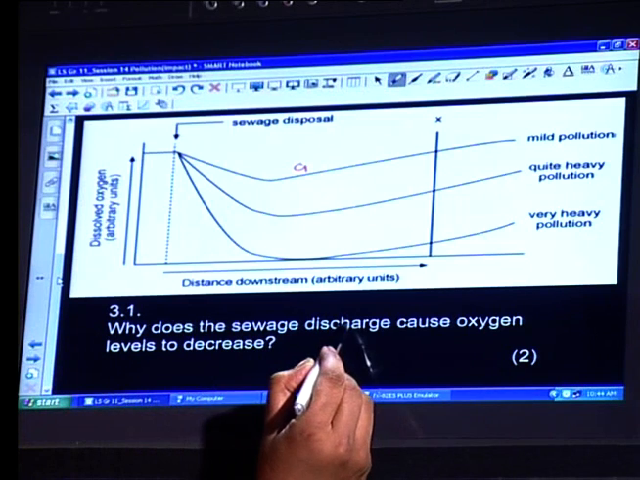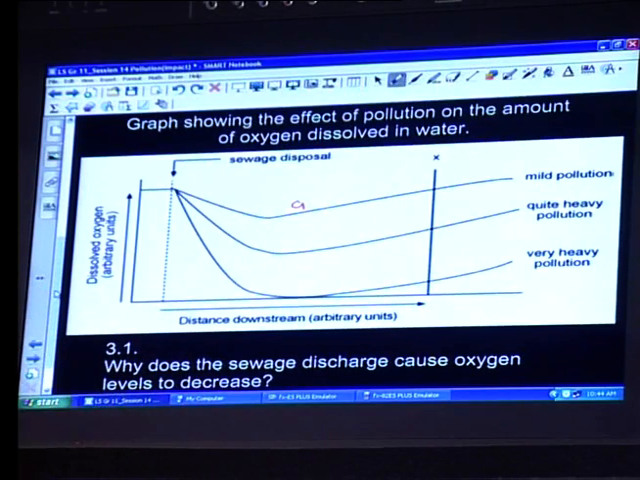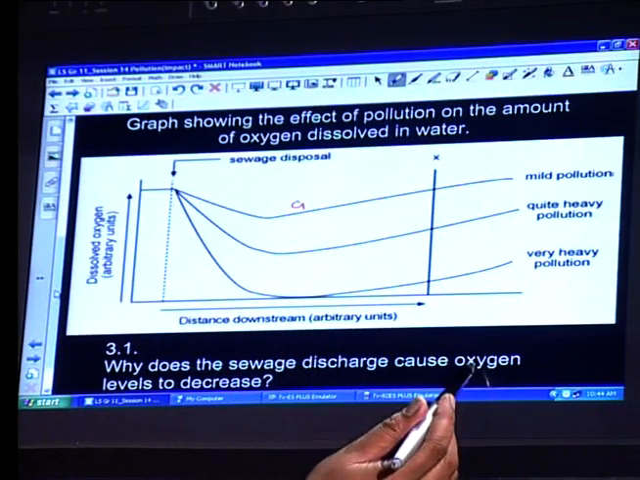Why does the sewage discharge cause oxygen levels to decrease? Now we need to know, what does sewage have to do with oxygen? Remember, sewage is actually nutrients that are released from the digestive system of animals that get into the dams or onto the soil. So it is feces that contains nutrients. It's all dead matter, plant and animal matter that we eat. That is the feces, that is the sewage that comes out of the body, and now it's getting into the river. And then what is going to happen?